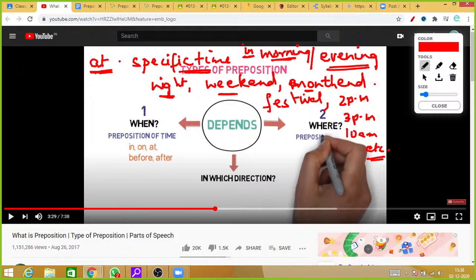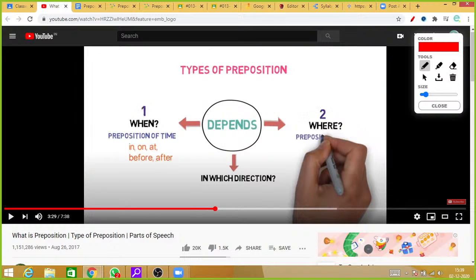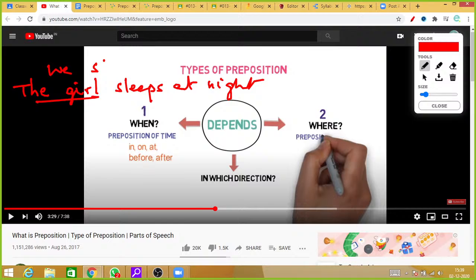So there was an example that we made. What was the example? Aditya, which example did you give? Repeat your sentence. The bus arrived or will arrive or arrives at 9 p.m. So 9 p.m. is a specific time. Or we say the classes finish, no, this again is wrong. We have to use at. The girl sleeps at night. So the girl or we sleep at night or whatever.